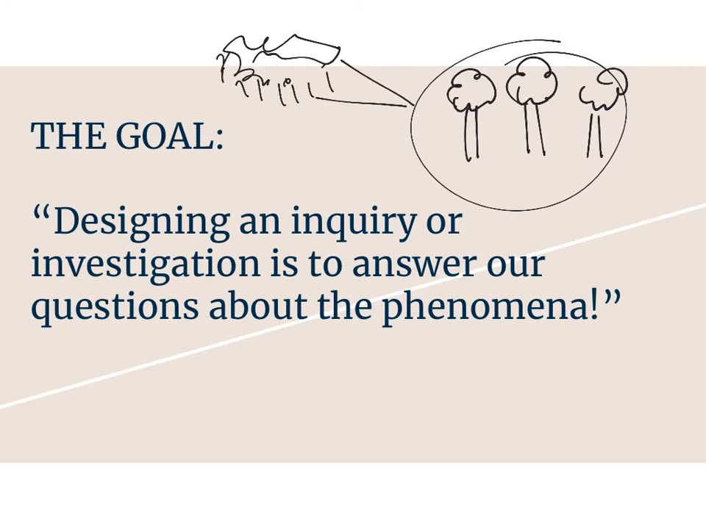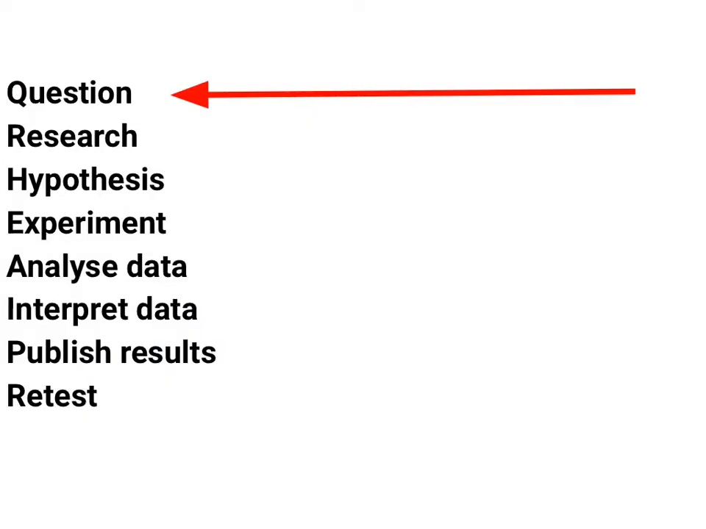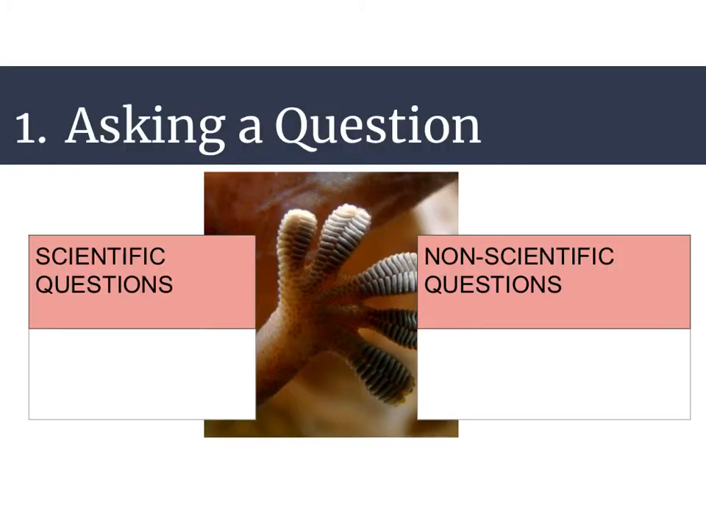The whole goal, the forest, is to answer the questions about our phenomena. So we design an inquiry and investigation to help answer questions about our phenomena. Let's go ahead and start with question. This is our first step of the scientific method. When we ask a question, we can have 2 types of questions.